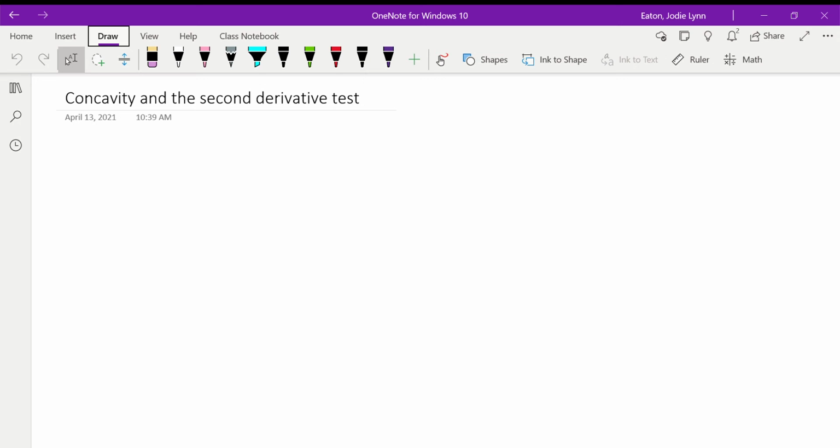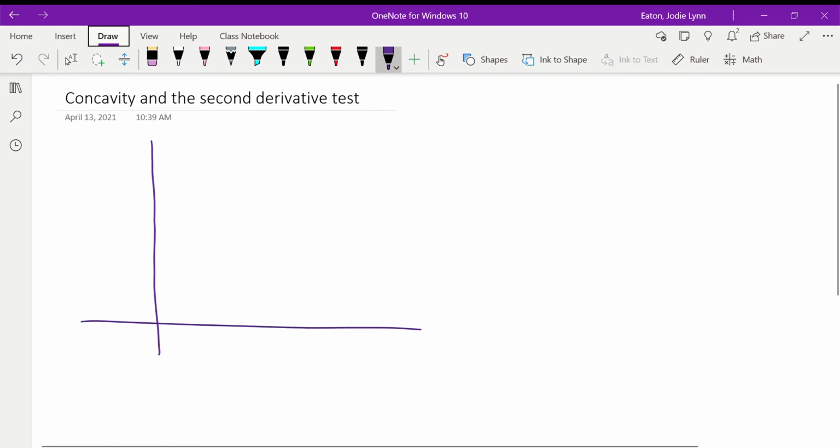Okay, for the next lesson, we are going to be looking at how we make our graphs more accurate with respect to how a graph is going up or increasing, or how it is going down or decreasing. So the first thing we're going to look at is concavity.